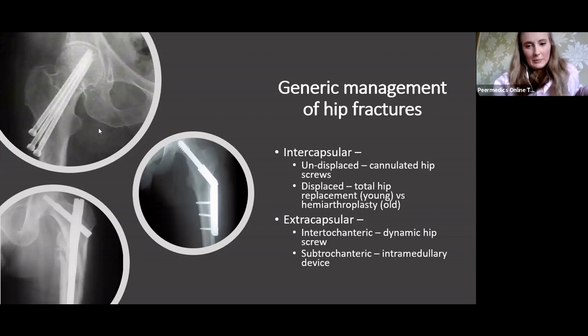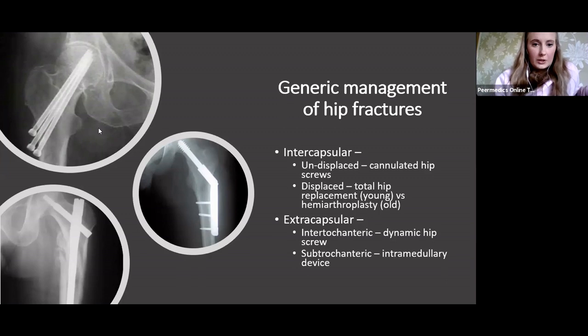You're going to totally replace it if it's a young person who you know is going to get the benefit of having the whole thing replaced, and they're going to be able to recover from it as well, because it's a bigger operation than a hemiarthroplasty, having just a little bit of it replaced. If it's an old person who you're thinking, yeah, we need to replace it, but in all honesty they're probably not going to be as mobile as they used to be, just consider replacing part of the joint.